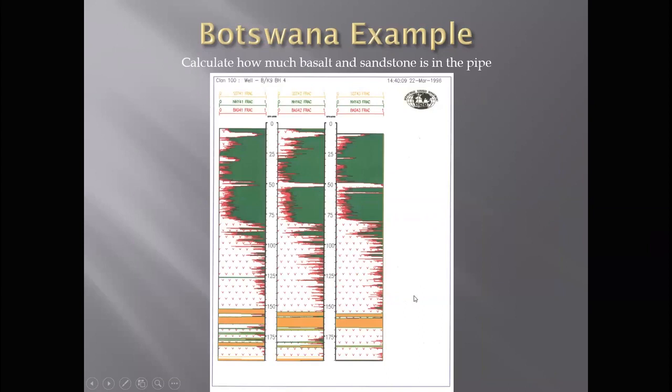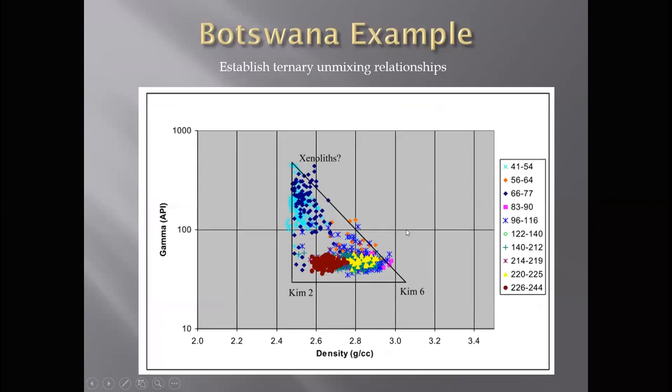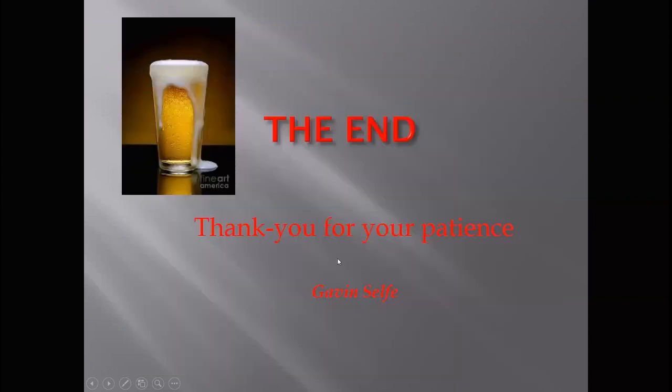So essentially, you are logging the hole, in this case, an RC hole, so very difficult to log, no core. It's just from chips. It's telling you exactly what percentage you have of basalt and kimberlite at any one point. Essentially, that's what we do with these unmixing relationships. Thank you very much. That's the end of it.